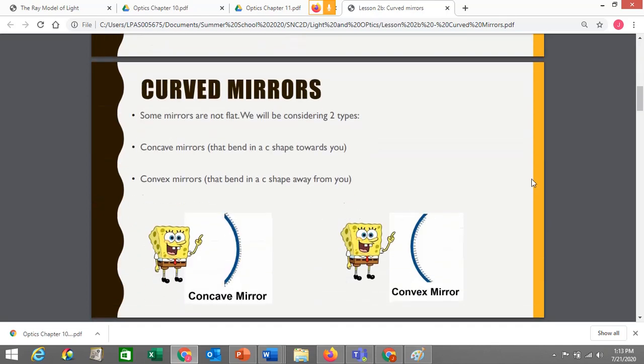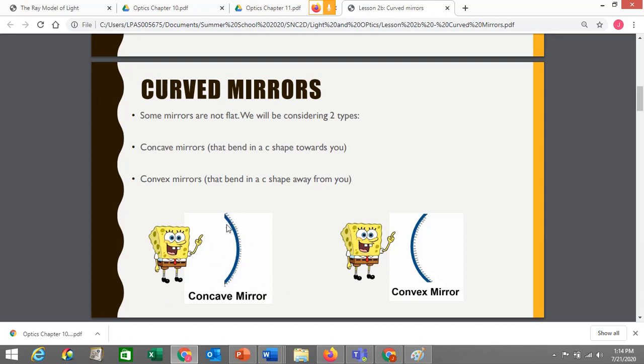Okay, so curved mirrors. There are two types of curved mirrors that we're going to be considering: concave mirrors and convex mirrors. So concave mirrors look like this. It can be confusing because convex mirrors kind of have the same shape. So what's important to know here? For a concave mirror, it's shaped like a C, but the ends of the C bend towards the person. So it's almost like a little cave that you can walk into, concave. You know that because the lines are on the outside.